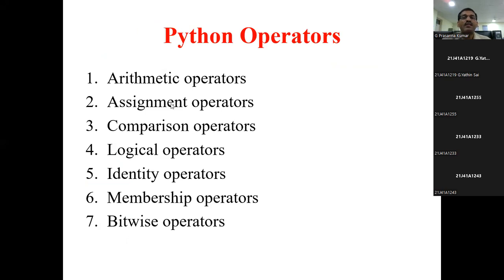Okay, in the previous class, we discussed data types. Then we'll go for the Python operators. There are 7 different operators basically: arithmetic operator, assignment operator, comparison operator, logical operator, identity operator, membership operator, and bitwise operator. We'll go one by one.